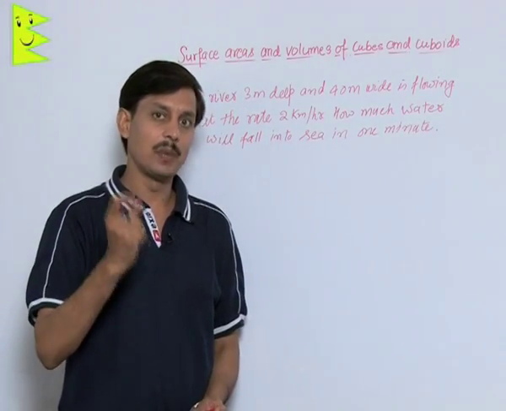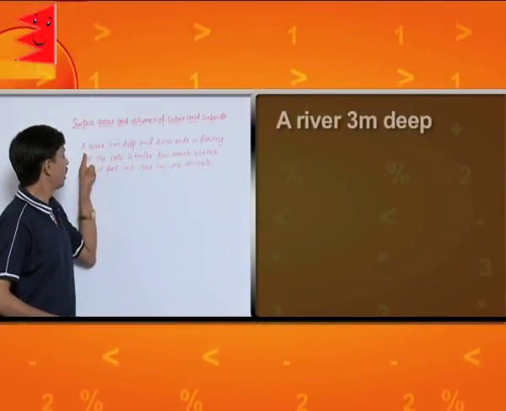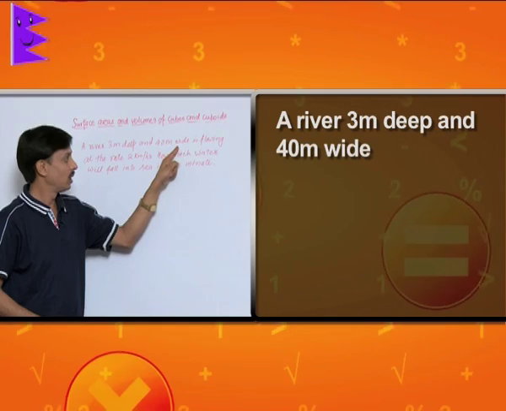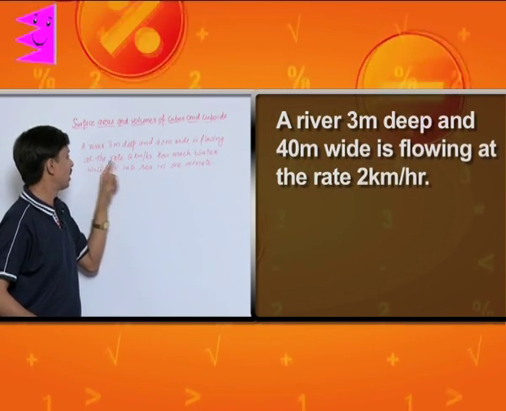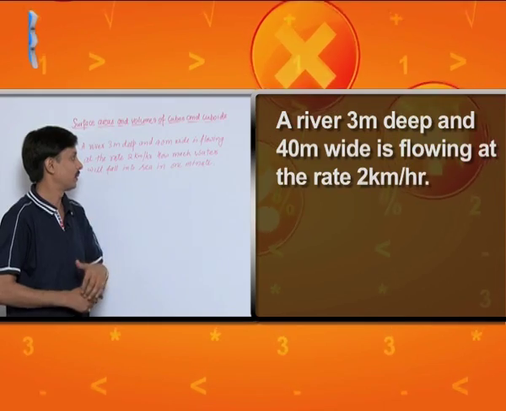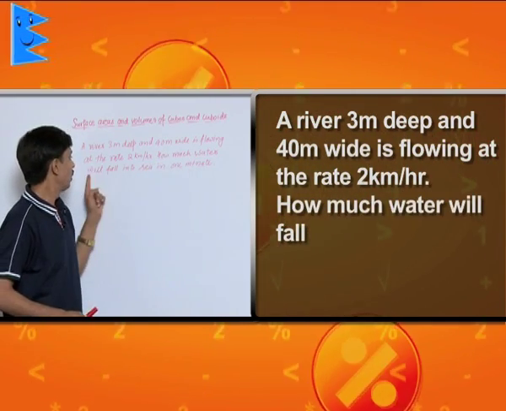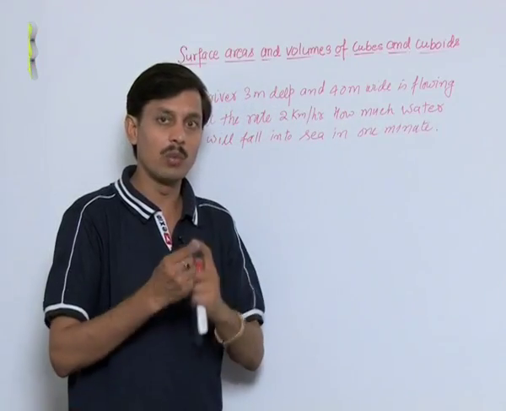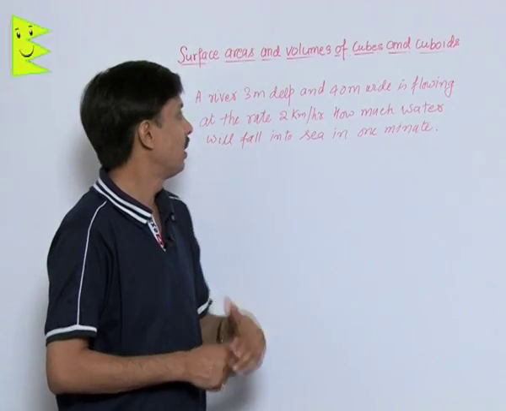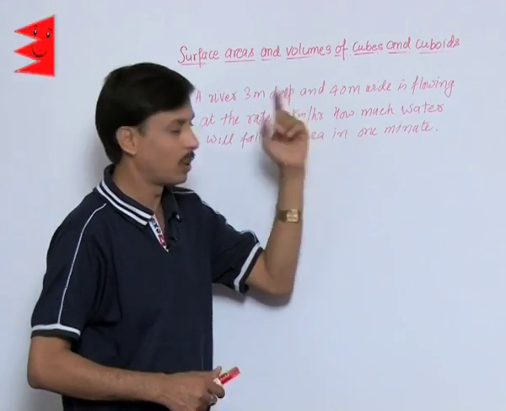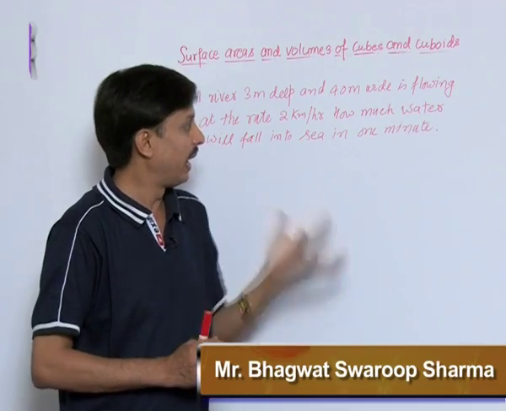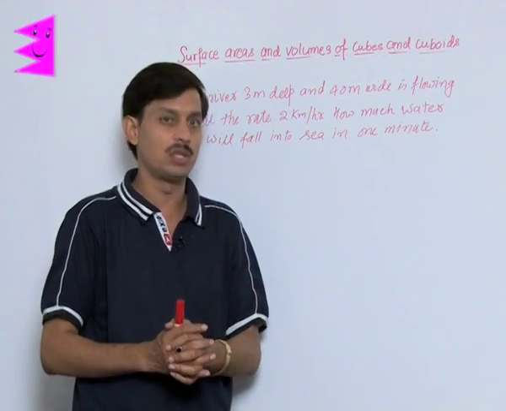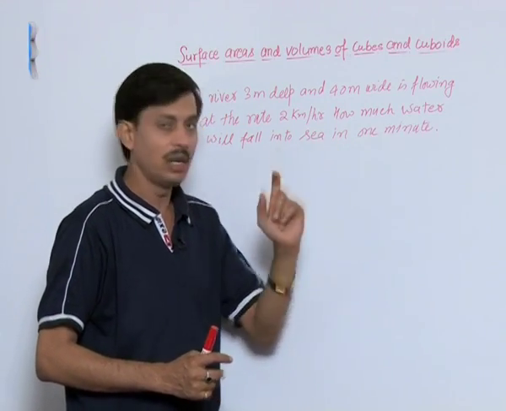One problem based upon the volume. A river 3 meter deep and 40 meter wide is flowing at the rate of 2 km per hour. How much water will fall into sea in 1 minute? Here the speed of the water is given in kilometer per hour, where the depth and width of the river is given in meter, and the water is required for the time 1 minute. So we need to be very conscious about their units.